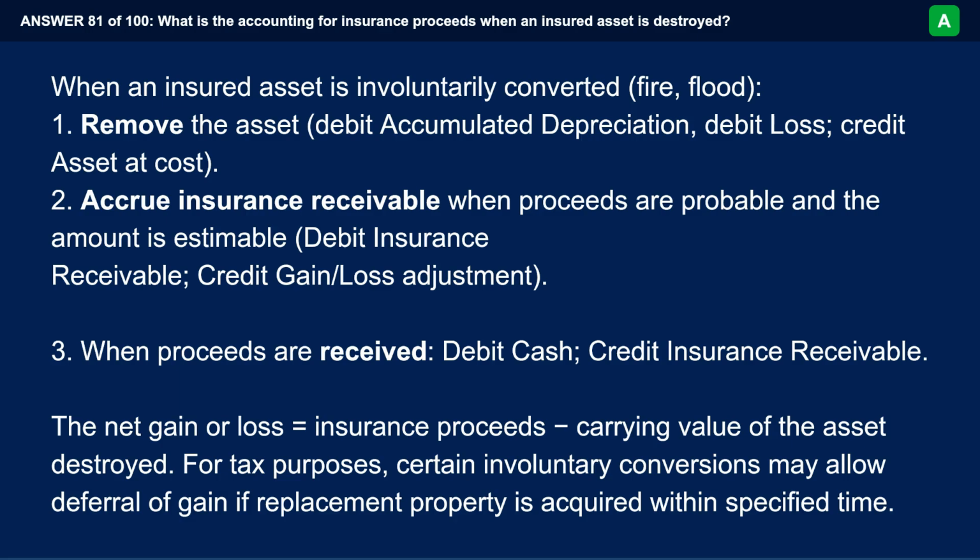3. When proceeds are received, debit cash, credit insurance receivable. The net gain or loss equals insurance proceeds minus carrying value of the asset destroyed. For tax purposes, certain involuntary conversions may allow deferral of gain if replacement property is acquired within specified time.